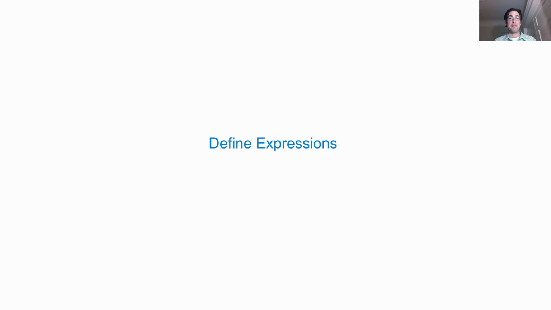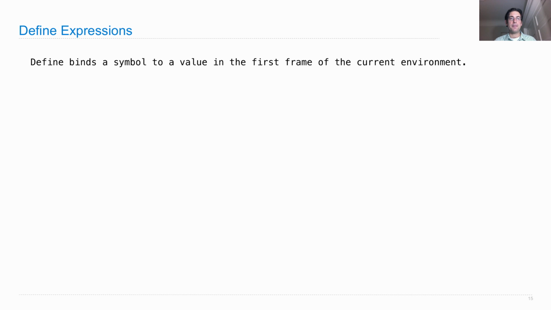In order to support abstraction in our programming language, we need to be able to bind symbols to values. And we do that with the define expression. So let's talk a little bit about how the mechanics of that work in the interpreter that you're going to build. So define binds a symbol to a value in the first frame of the current environment. And we just saw that frames are objects that behave like dictionaries, but they can chain because they have parents. And so when you look something up, you might find it in the parent frame.